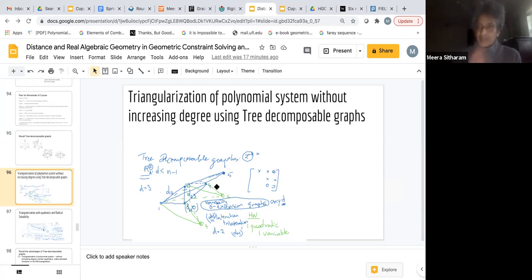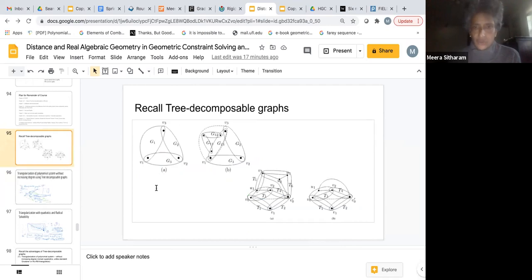So basically, realization and partial matrix completion are essentially the same problem. Of course, if they say find all realizations, then it's the equivalent of finding all completions and so forth. So anyway, this is just to recall. Tree decomposable graphs have the property that, having found solutions of the 3 parts, you can find the relative positioning of them, so to speak.